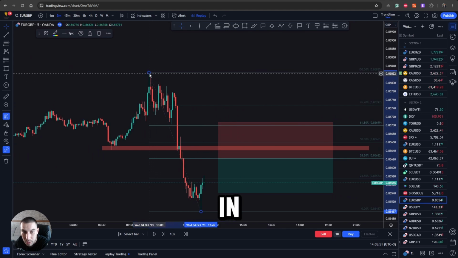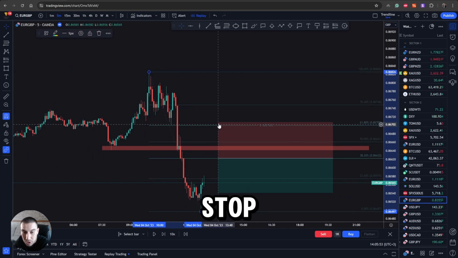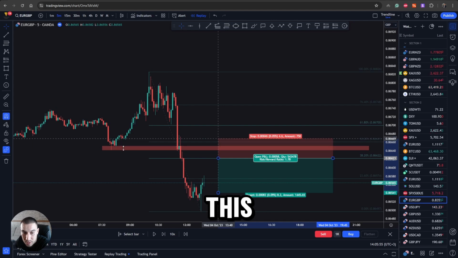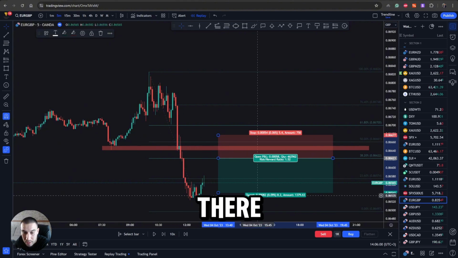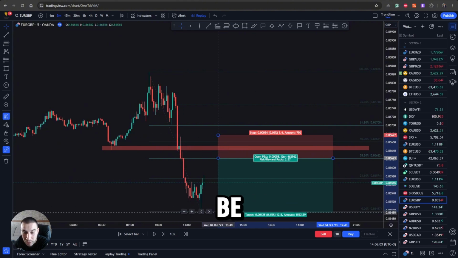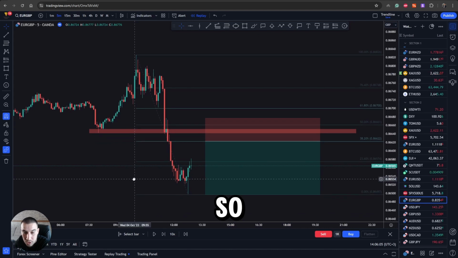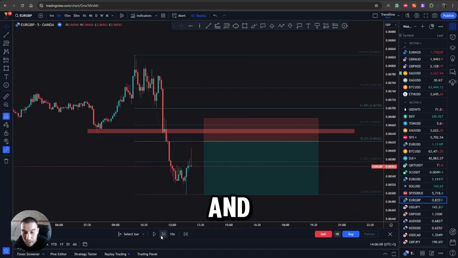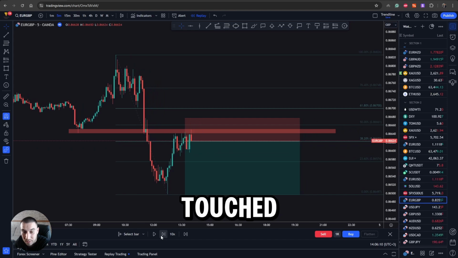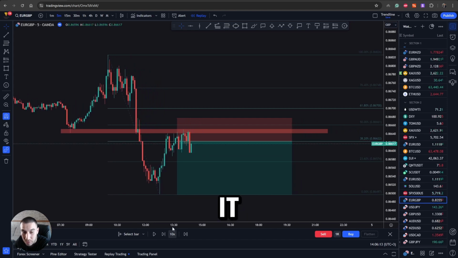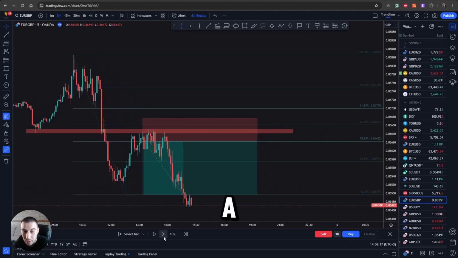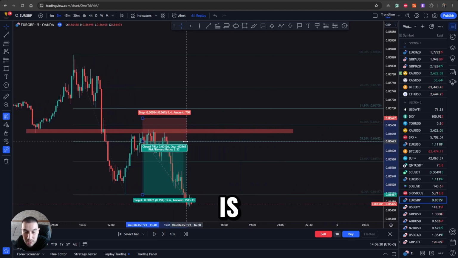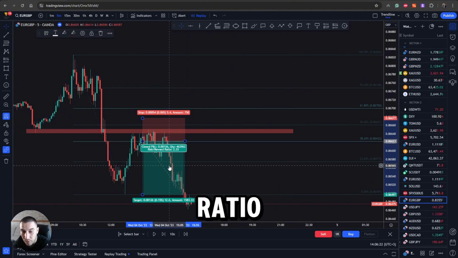My stop loss is going to be above this resistance zone. And I've also got some wicks right here, so I'm just going to place my stop loss right there. And take profit will be at the most recent low. So this is how the setup looks. And as you can see, the price then touched that 38.2 level. It reacted off of that resistance zone as well, and right after this we've got a drop to the downside. So this is 1 to 2.3 risk to reward ratio, a quick and easy trade using the Fibonacci tool.